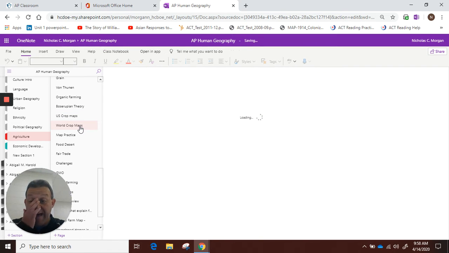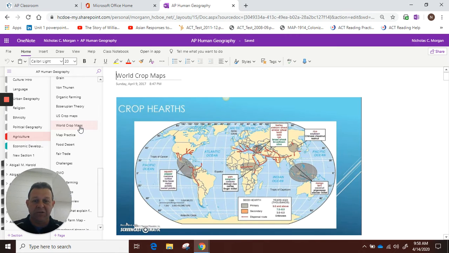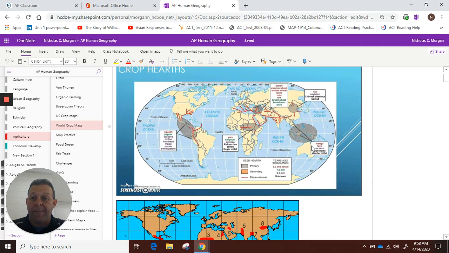I want to show you a few more maps. We may divide this into 2 different videos to make it a little easier to navigate. But don't forget, you need to review crop hearth maps. The video from several days ago, but go back to last week. The YouTube video I linked about crop hearths, maybe early last week, is going to be great to help you.